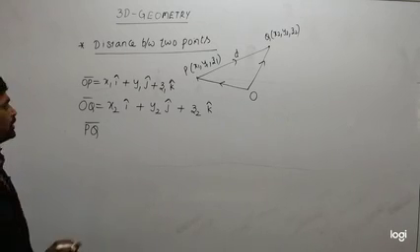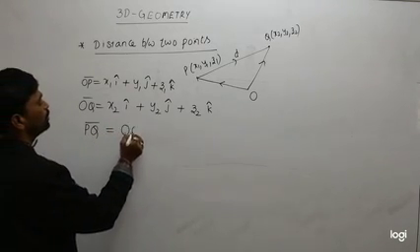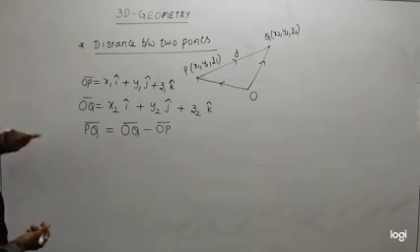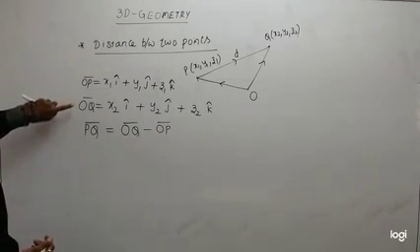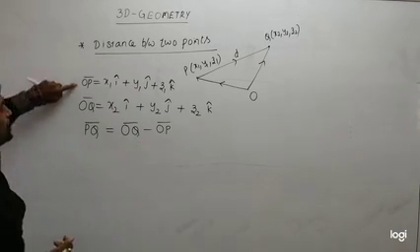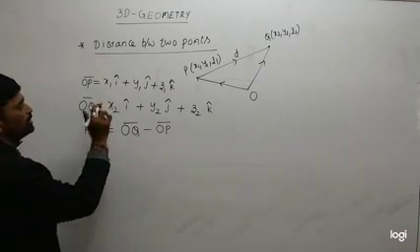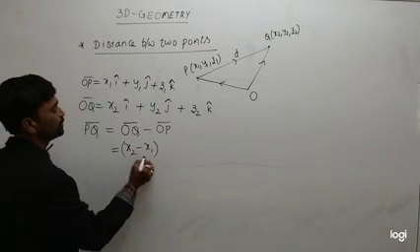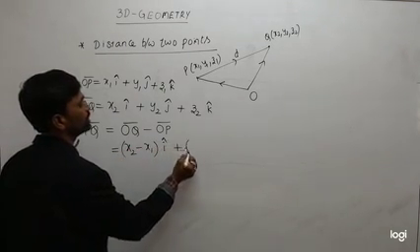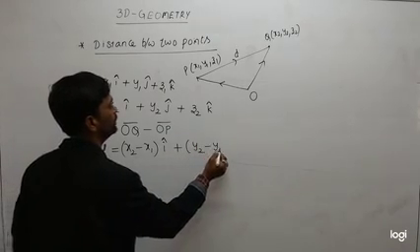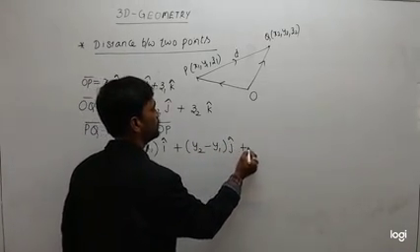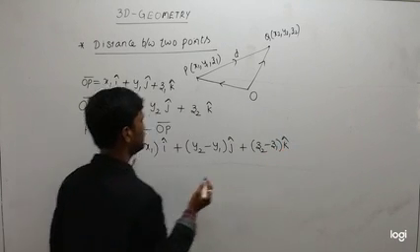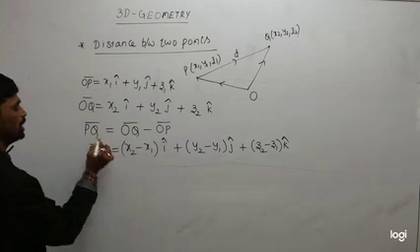Using the triangle law, PQ bar can be written as OQ bar minus OP bar. So this is the OQ, this is the OP. If you do OQ bar minus OP bar, what you will get? x2 i cap minus x1 i cap. If you take i common, you get x2 minus x1 into i cap. Similarly, y2 minus y1 into j cap. Next, z2 minus z1 into k cap. So this is the PQ bar.